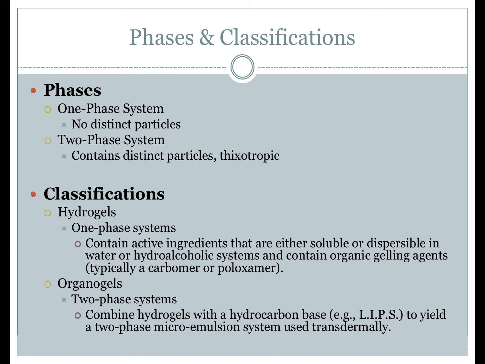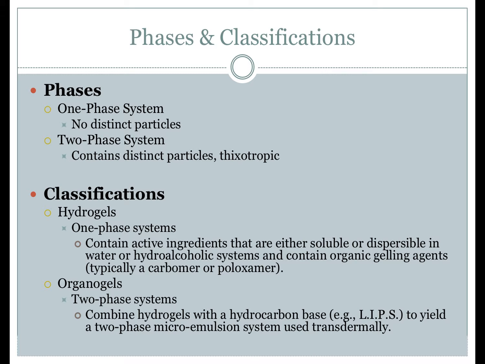In contrast to hydrogels, which are typically clear. A commonly used organogel is called PLO gel, which stands for Pluronic Lecithin Organogel, and is a combination of a hydrogel with an organic base called LIPS, which stands for lecithin isopropyl palmitate solution.